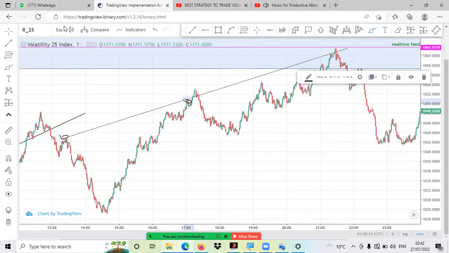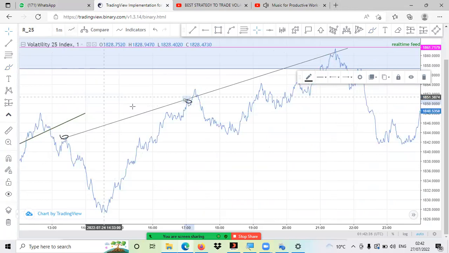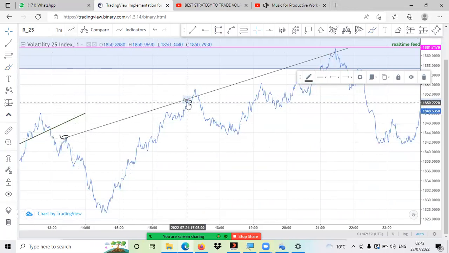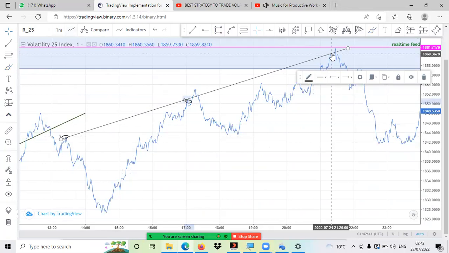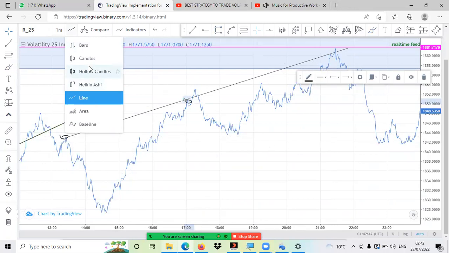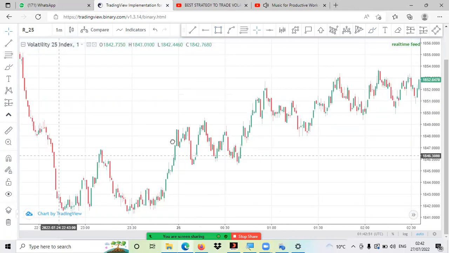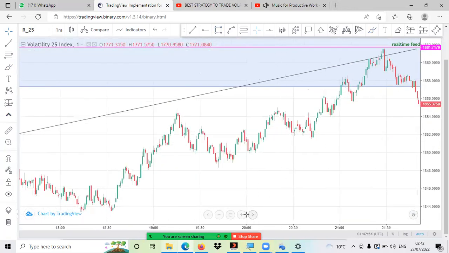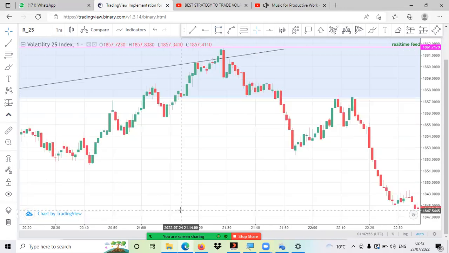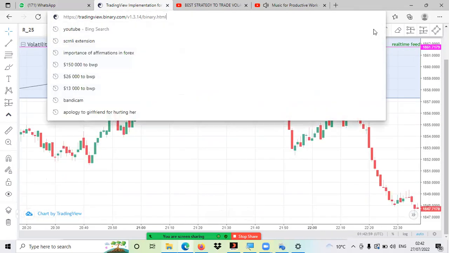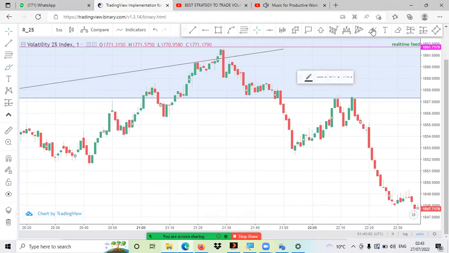You can even try line graph. Line graph will show you something again. This was the area of resistance. So how do I get my entries? First of all, I zoom in. Where is my main interest to be taking the trade? I wish to take the trade exactly on this line. What makes the entry valid?